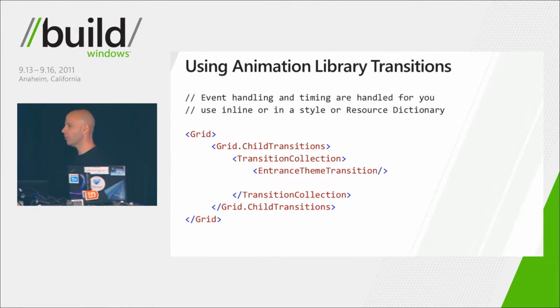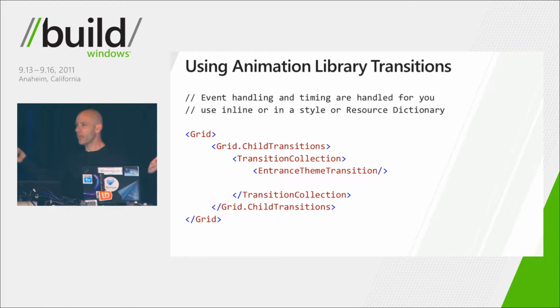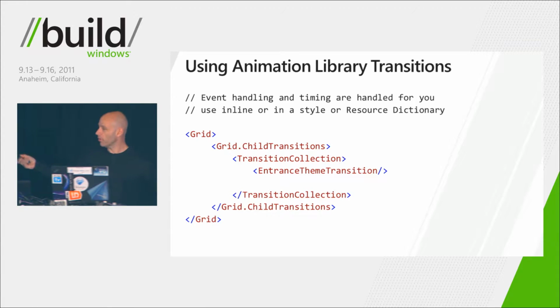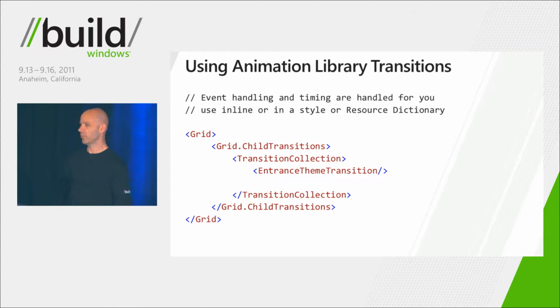So how do you add this in code? Really easy to do. You've got a grid. It's a panel. Everybody's got a grid in their app, right? You've got a grid or a stack panel. There's a new property here called child transitions. And in there, you can create a transition collection where you can stick one or more of these animation library theme transitions in. In this case, I added an entrance theme transition. I said it was 2 words. I lied. It's 1 word. You stick it in there and you're done.